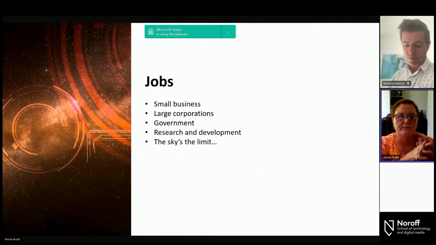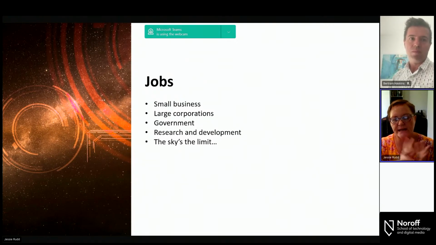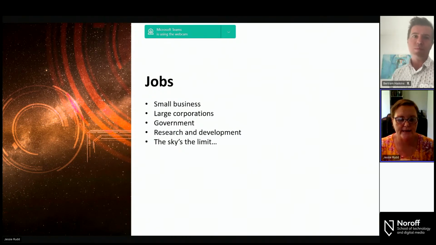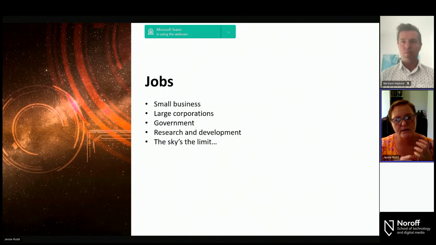Large corporations employ a lot of data analysts because they're obviously working with a lot of data. Places like telecommunications companies and banks rely very heavily on their data and the data that they're getting from their customers so that they can market effectively and pitch things correctly.